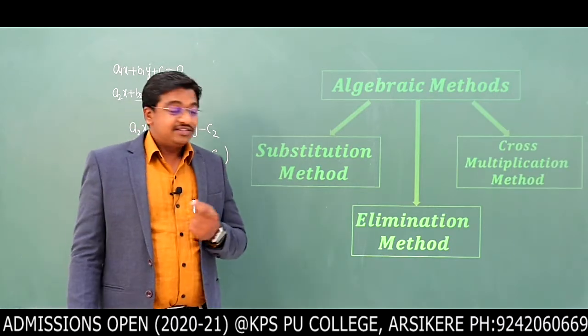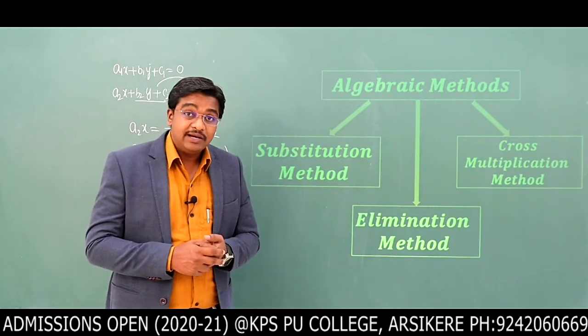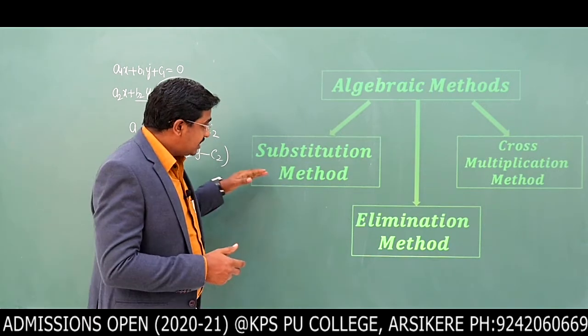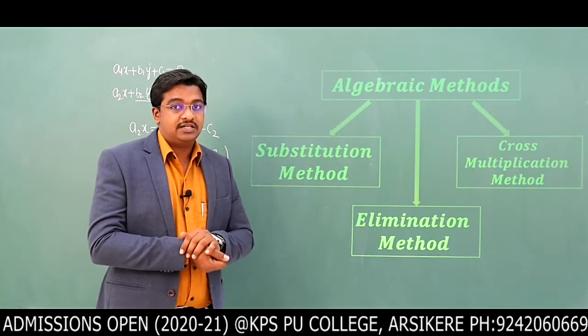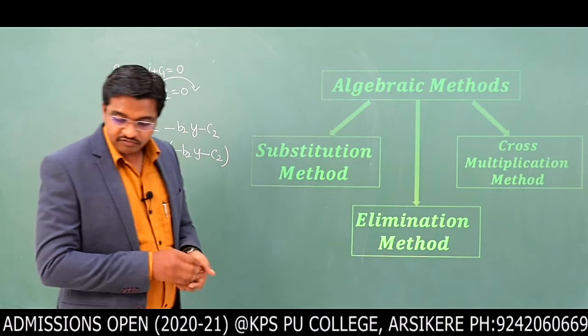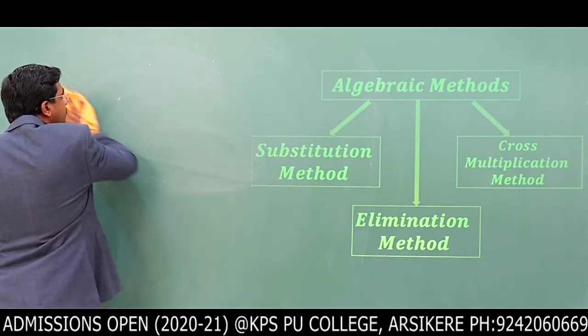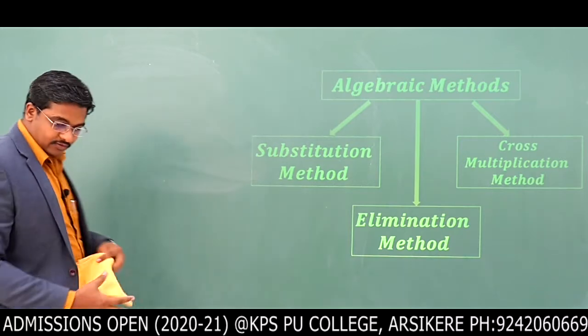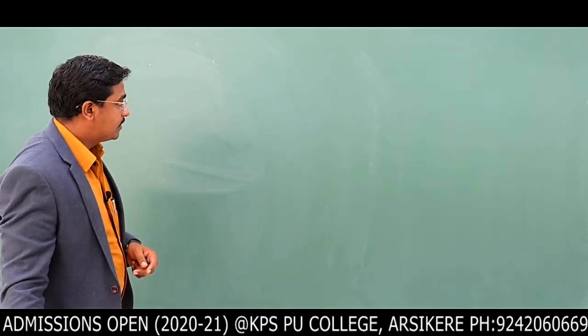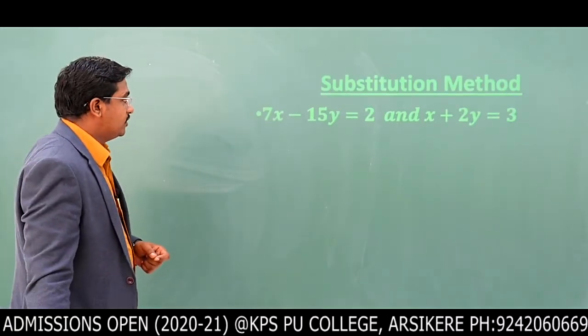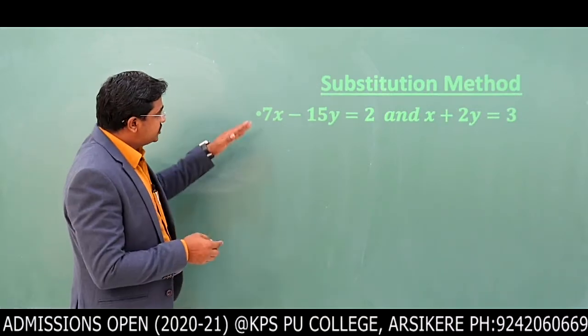is cross multiplication. This is very important, cross multiplication. So these are the three methods we are going to study in this class. First method is the substitution method. So we are going to solve this equation.